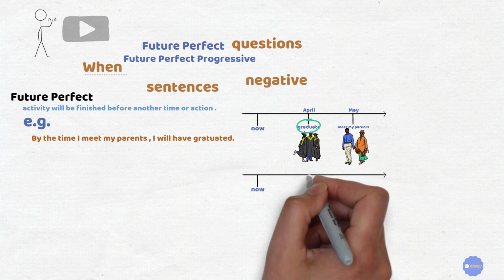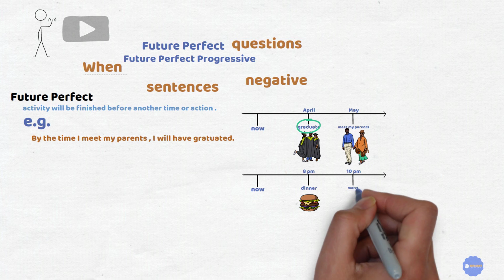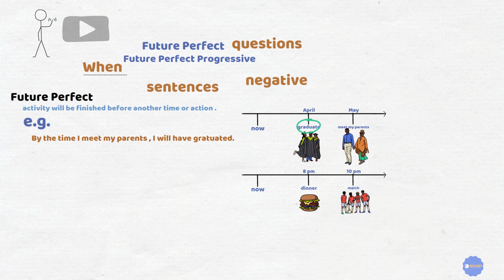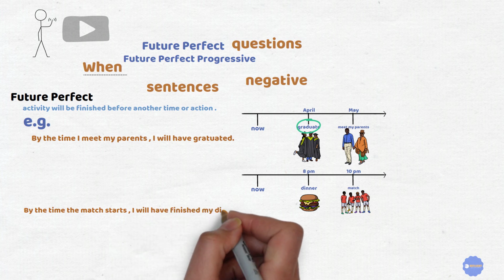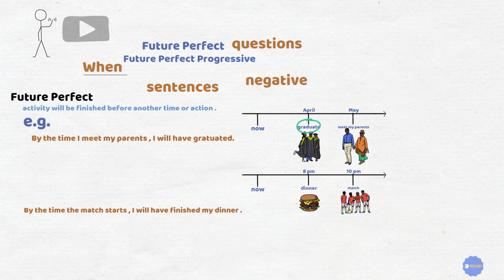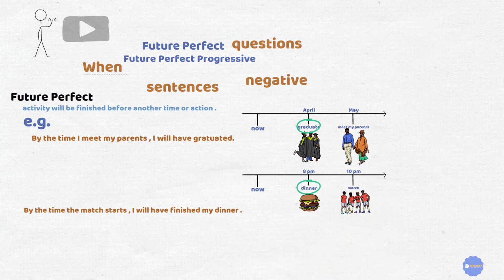Another example, I'll have my dinner at 8 p.m. and the match will start at 10 p.m. So, by the time the match starts, I will have finished my dinner. So the action of having dinner will be completed, will be finished before the time of the match. So we use the future perfect.